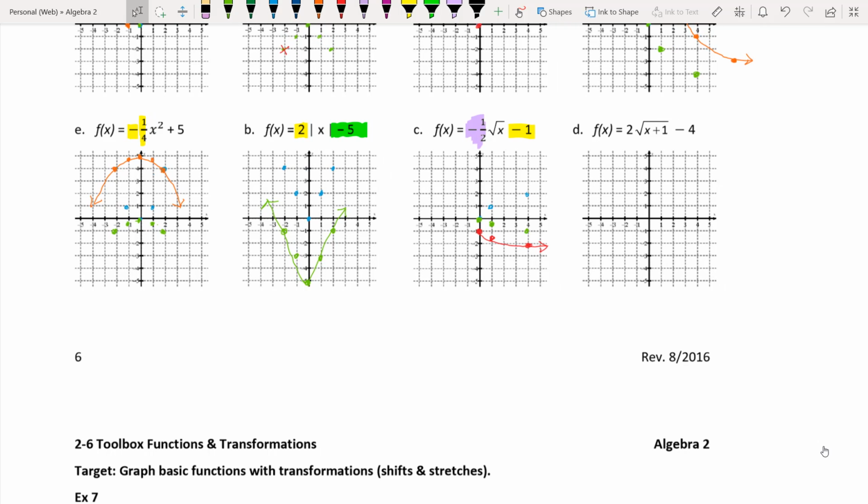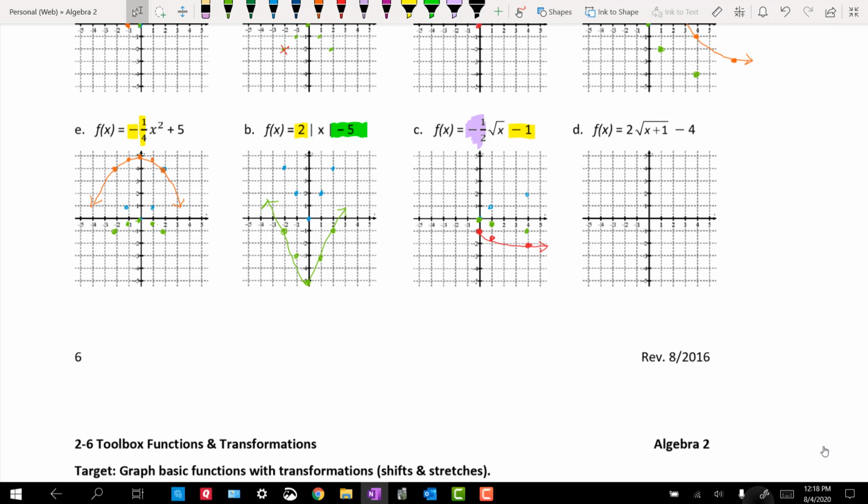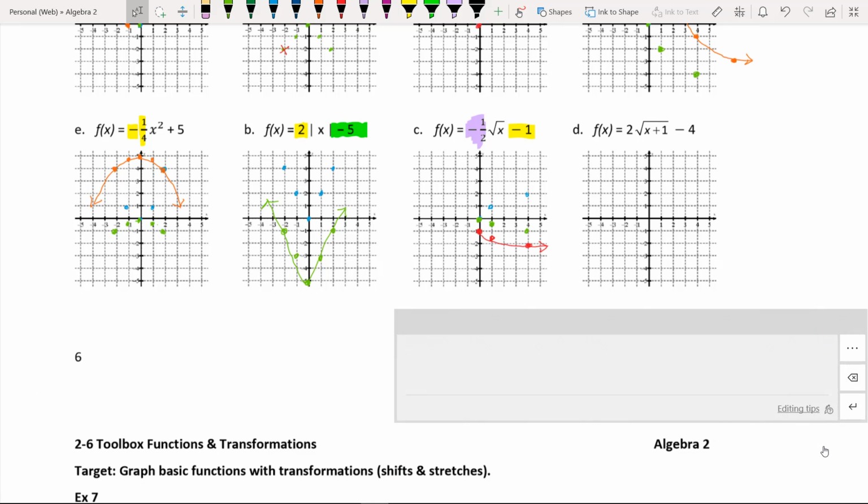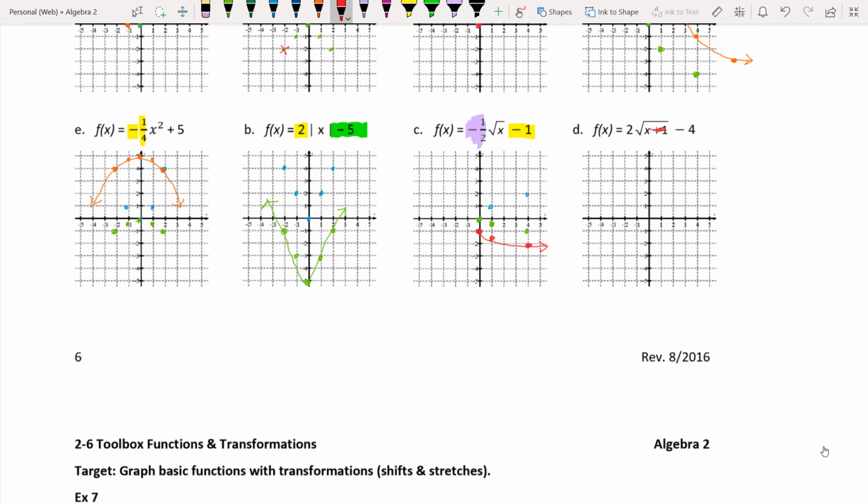Last one. All right, I'm going to ignore what's inside the root and what's outside the root. This is a parent function root that's been doubled. Again, we don't double 0, so it stays at 0 to start. Normally, I would go up 1 over 1. I'm going to go up 2 over 1. Normally, after that, I would go up 1 over 3. I'm going to go up 2 over 3. Remember, I'm doubling the vertical distance.